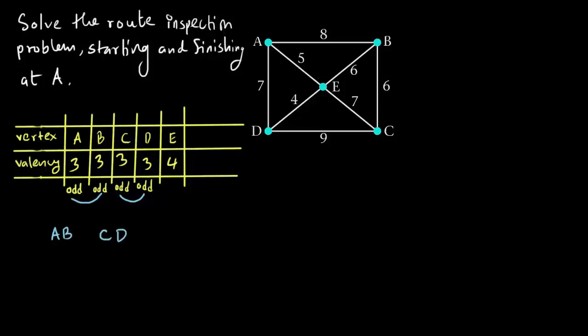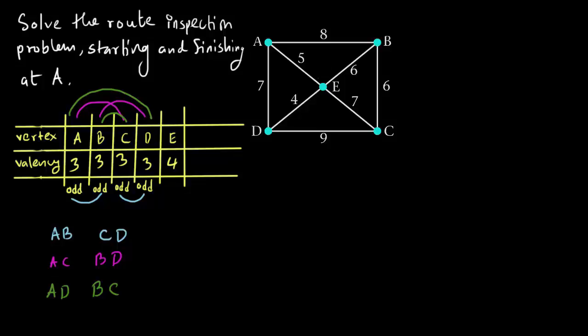Another option would be we can connect A with C. In that case, it would be B with D. So it can be AC and BD. And another option would be we can connect A with D and we can connect B with C. So it would be AD and BC. So there are 3 possible connections of the vertices to make it Eulerian. Now let's see which has the shortest route.